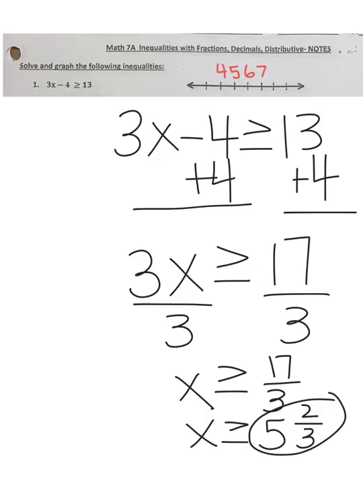So now we go up to our graph, and our circle is going to be filled in because it's greater than or equal to, a closed circle. We're going to find 5 2/3. Be as accurate as you can. It's okay, I know the numbers are small. And then x is greater than or equal to, so we're going to the right.